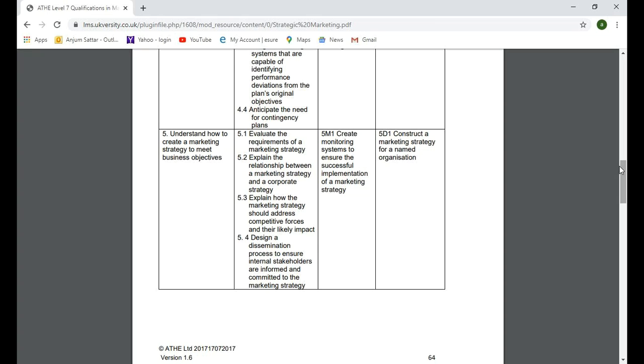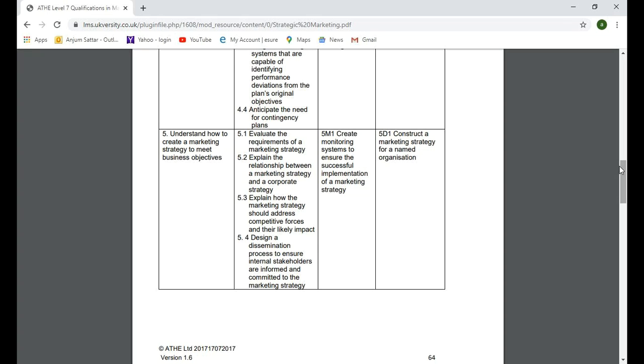Corporate means the overall organization strategy, and marketing strategy should be in line with the corporate strategy. Yesterday, in lesson 4, I discussed with you mission, vision, and values of an organization, and I quoted examples for you, Tesco and ASDA as well. So you can embed those examples in your discussion as well. Explain how the marketing strategy should address the competitive forces likely to impact it. Yes, so your marketing strategy needs to address competitive forces. We discussed Porter's 5 forces as well: bargaining power of supplier, bargaining power of buyer.